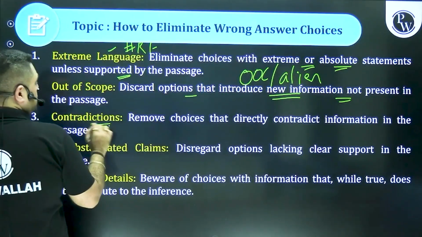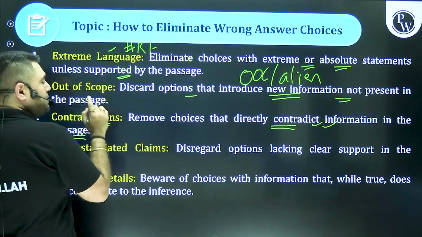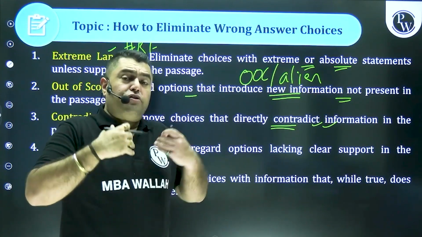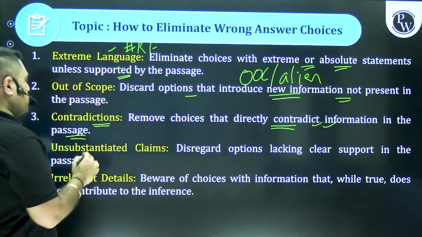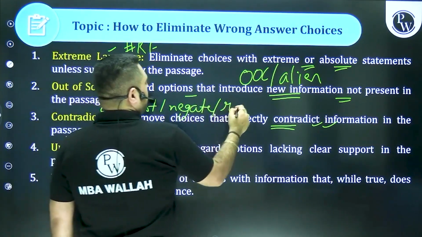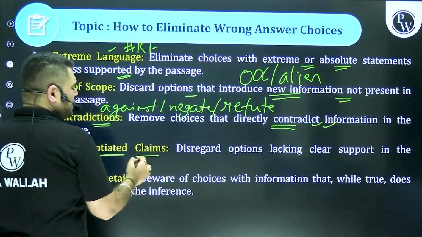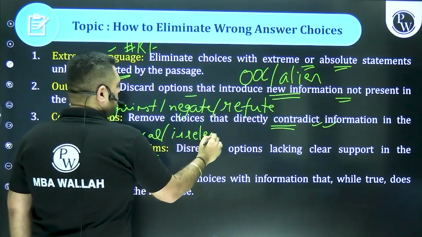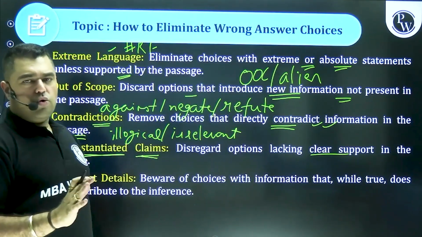Now, contradictions. Any choices that directly contradict information in the passage. So beta, please remember, देखो, passage is taken from a ready-made source. Some author has written it. No author will ever contradict his or her own self. कभी भी नहीं करेगा. ये याद रखना. This is very critical. So any answer choices that go against the passage, that basically negate the passage or that refute the passage, कभी भी नहीं होगा. Remember this. Unsubstantiated claims, मतलब illogical or irrelevant. So any options lacking clear support in the passage, not there. It is not applicable, no need to do it, definitely discard.